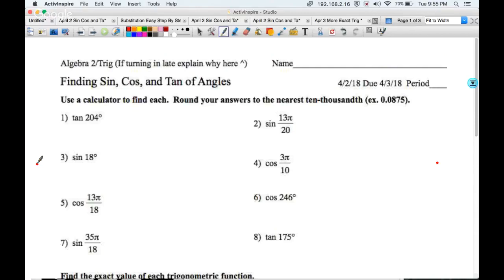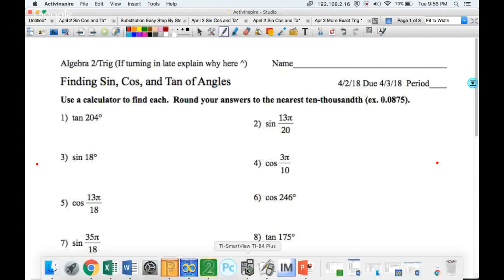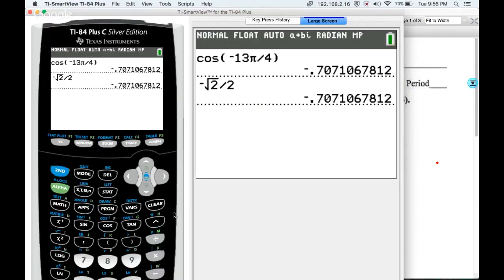For these first 8 problems, the only way that you could really mess it up is if you are not in the right mode in your calculator. So let's just go over how to switch the modes really quick.